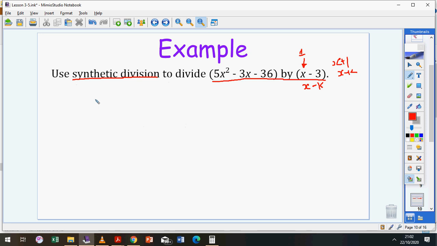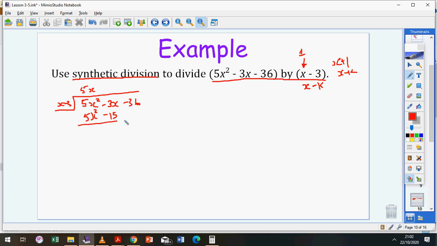So, reminding you of long division. When we did this, it was 5x squared minus 3x minus 36, and you divide that by x minus 3. The first step we did was 5x squared divided by x is 5x. And 5x times x is 5x squared. Then 5x times negative 3 is negative 15x.